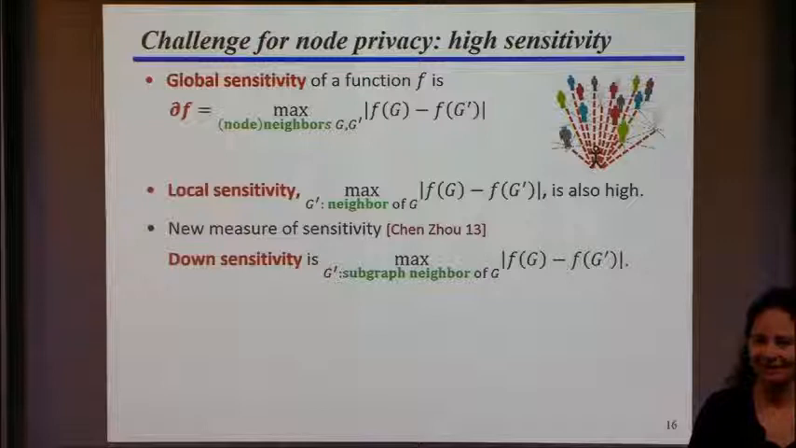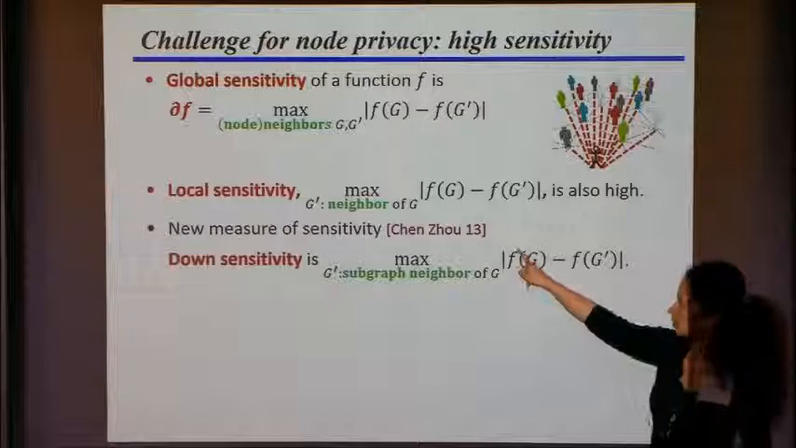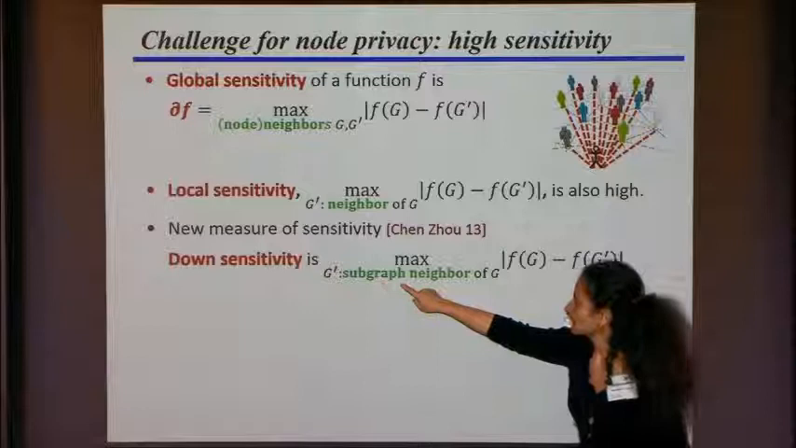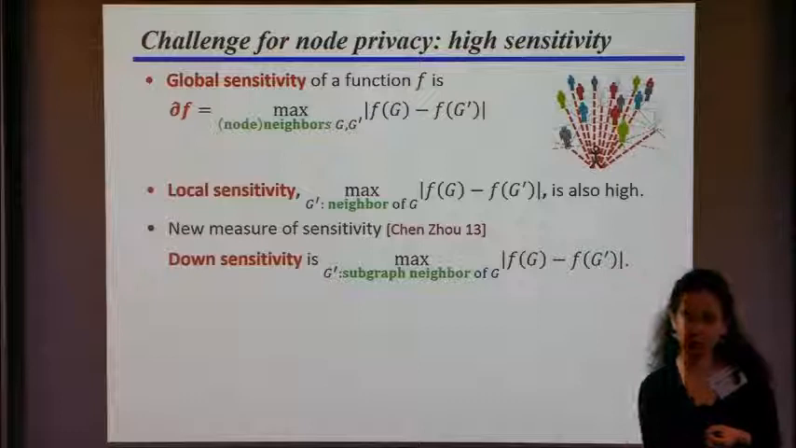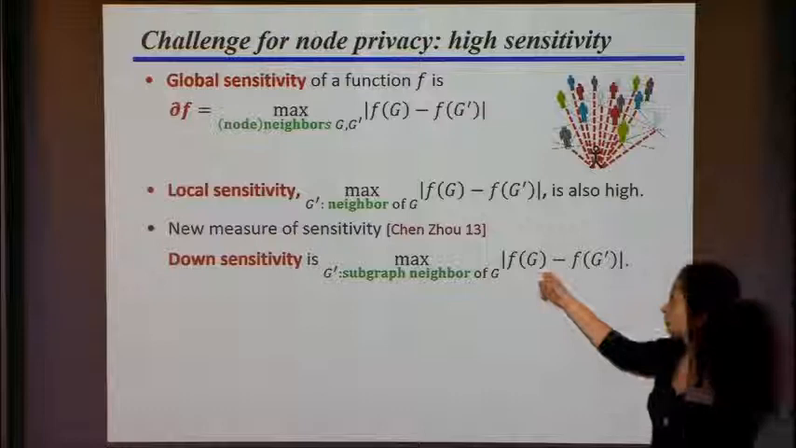So it's the maximum by which I can change the value of my function in the current graph. So I'm given graph G, right? How much can I change the value of the function at the graph? So f of G, this is the value of the function, by going to a neighbor, which is a subgraph. So basically, how much can I change the value of my function by removing a node and adjacent edges? Right, so in local sensitivity, I'm asking how much can I change the value of the function by adding or removing a node? And here I'm only allowed to remove a node.